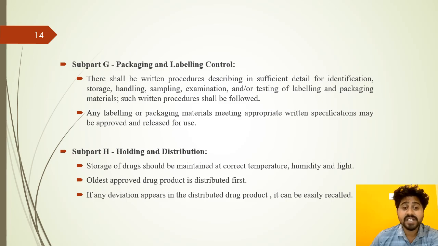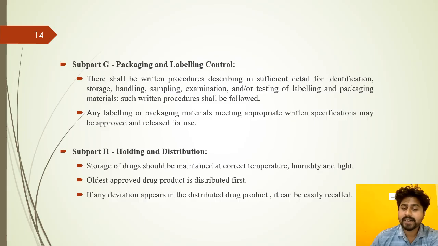G. Subpart G, packaging and labeling controls. The written procedure describes in sufficient detail the identification, storage, handling, sampling, examination, and any labeling or packaging materials meeting appropriate written specification may be approved and released for use. If the labeling meets the written specification, what they are claiming, then it should be approved, then released for use.